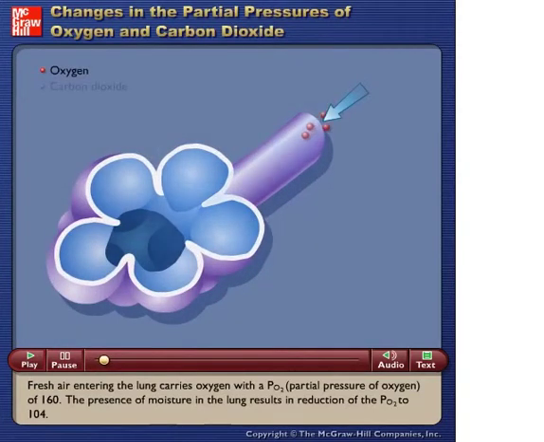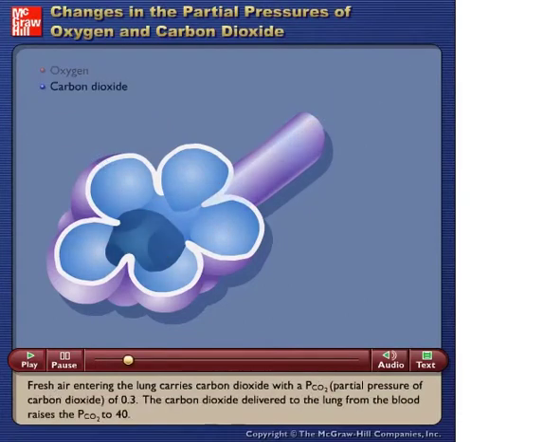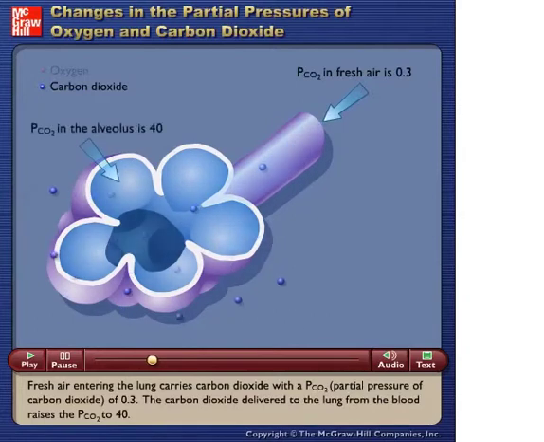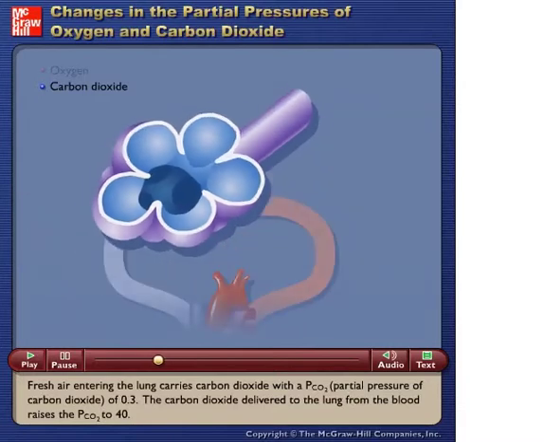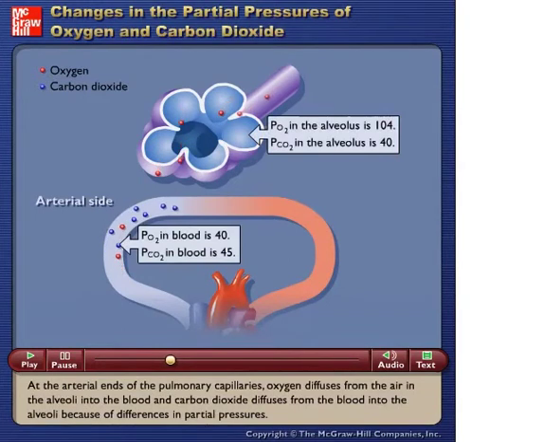Fresh air entering the lung carries oxygen with a PO2 of 160. The presence of moisture in the lung results in reduction of the PO2 to 104. Fresh air entering the lung carries carbon dioxide with a pCO2 of 0.3. The carbon dioxide delivered to the lung from the blood raises the pCO2 to 40. At the arterial ends of the pulmonary capillaries, oxygen diffuses from the air in the alveoli into the blood, and carbon dioxide diffuses from the blood into the alveoli because of differences in partial pressures.